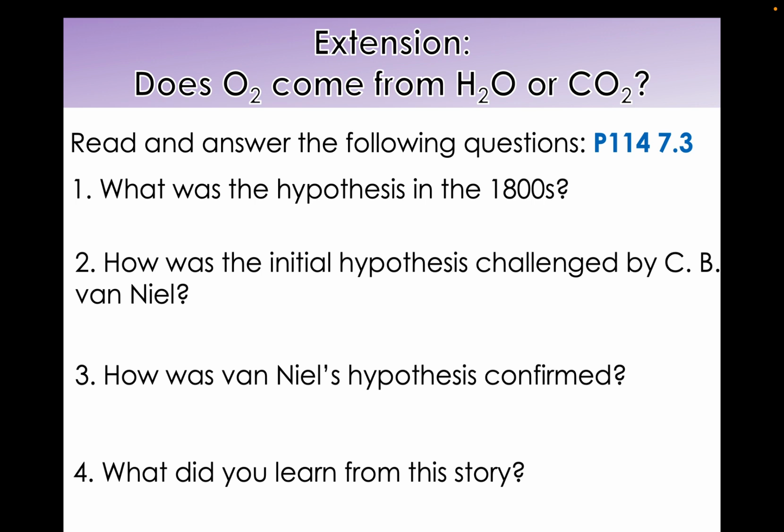Then they did it again with water, and that water contained the labeled heavy oxygen isotope oxygen 18. When they processed the oxygen that was released from that plant, it did contain the oxygen 18 molecules. So they know that it was the water that was actually releasing the oxygen, and it was being oxidized, and not the carbon dioxide. So what did you learn from this story? I don't know, that's up to you.